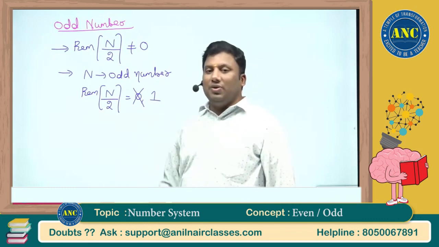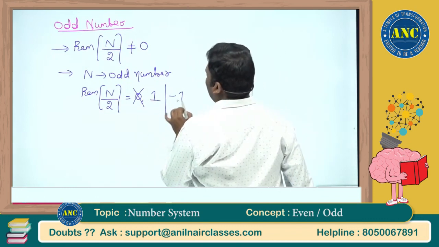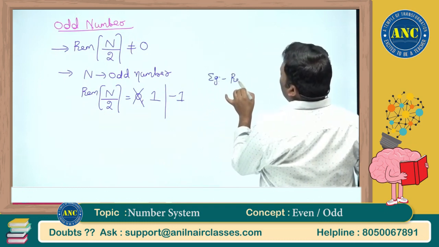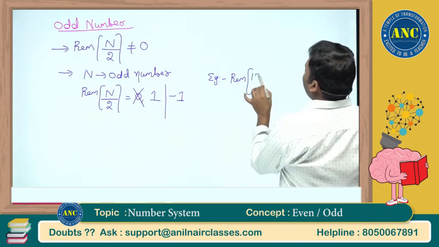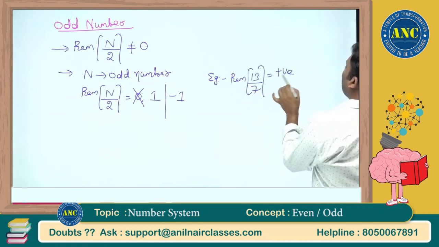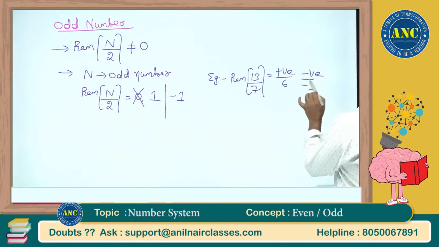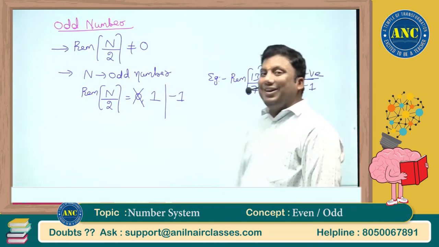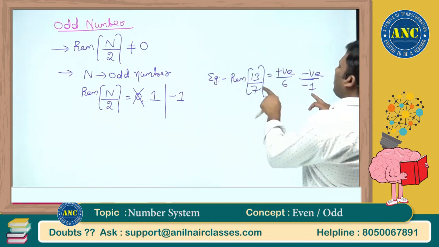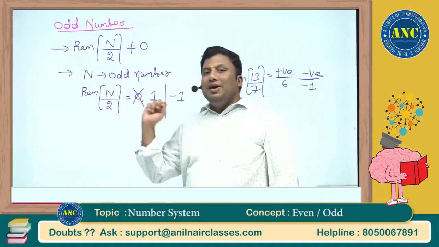This is the positive remainder. What is the negative remainder? Negative remainder can be minus 1. Why? Because if I take 13 divided by 7, 7 ones are 7, and the positive remainder is 6. The negative remainder will be minus 1: 7 twos are 14, and the remainder is minus 1. From where did you get minus 1? 6 minus 7 is minus 1. Similarly, 1 minus 2 is minus 1.